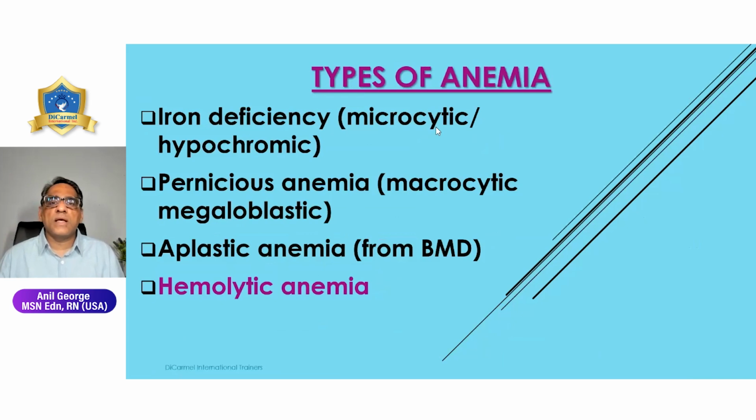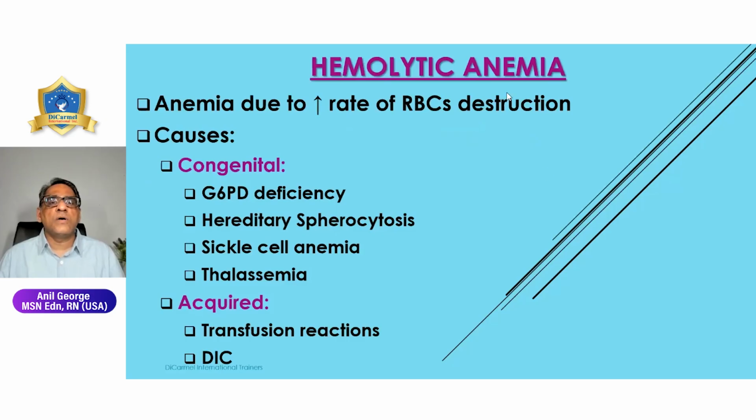Now we have the very last type of anemia here, which is hemolytic anemia, which is again a complex category of anemia because it can be caused by several different reasons, which we're going to see right here. So it's a long list of reasons. Again, it's anemia due to an increased rate of RBC destruction. It's kind of rapid RBC destruction. That's what causes hemolytic anemia.